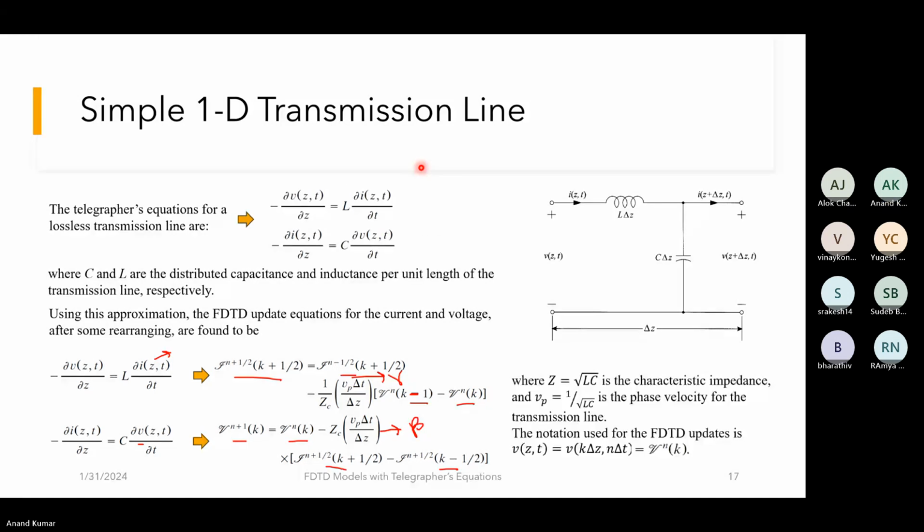And then the characteristic impedance is given as Z, and the propagation velocity is Vp. And using these, we have just written L and C terms in terms of the characteristic impedance and the propagation velocity. And the notation used over here is in cursive V.